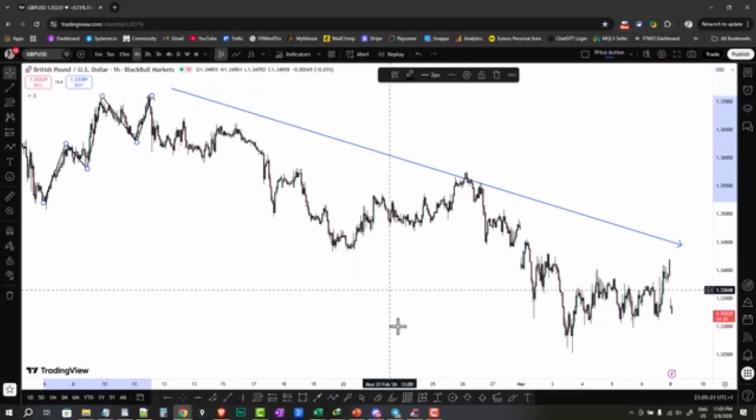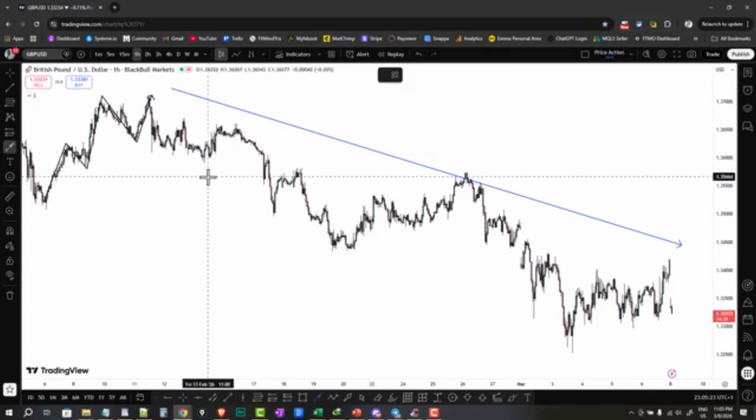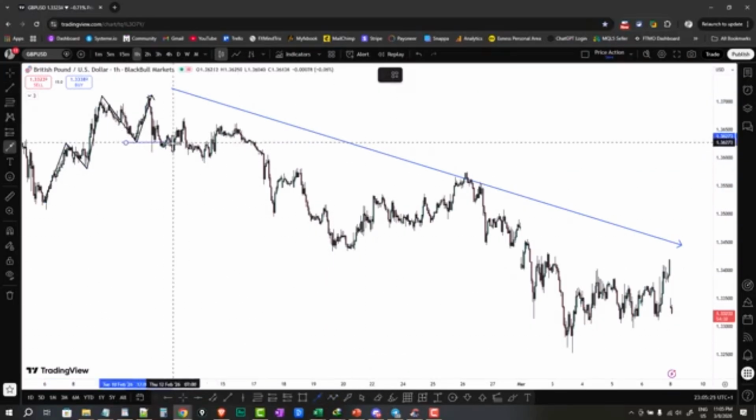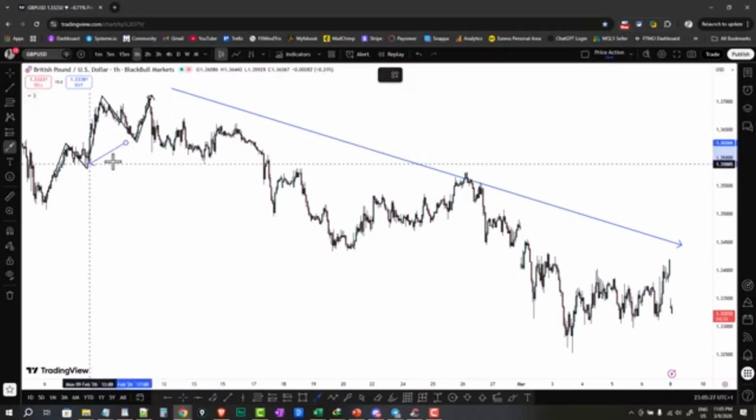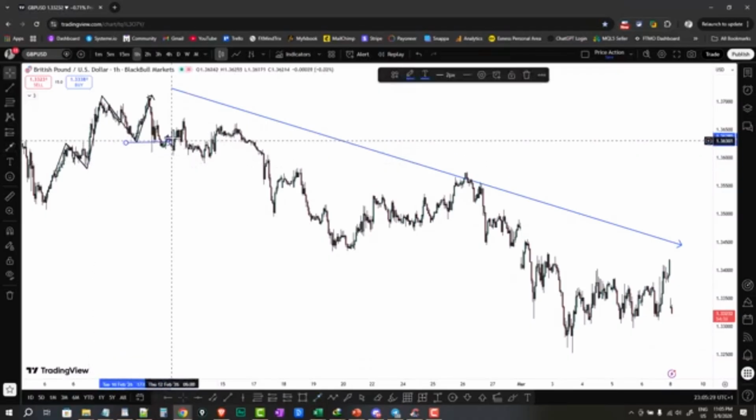Then it moved from forming higher highs to forming equal highs, and from forming higher lows to breaking below its higher lows and starting to form lower lows. So it went from forming the market structure of an uptrending market to forming the market structure of a downtrending market, which is characterized by the formation of lower lows and lower highs.